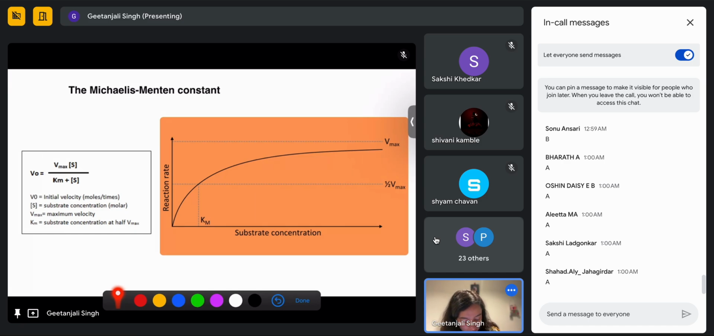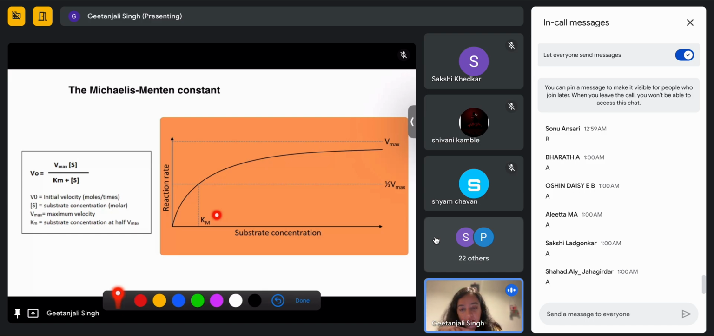Now look at the graph. It's rate of reaction versus substrate concentration. See, if this is Vmax, this is half of Vmax. Now plot it here and you see the concentration of the substrate at which the velocity is half of Vmax. It's called the Km constant. That's the Michaelis-Menten constant. Understood? Remember this equation, it's very important.